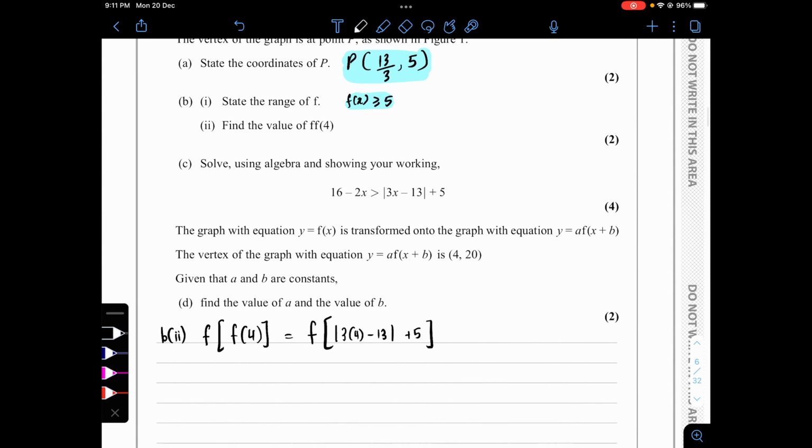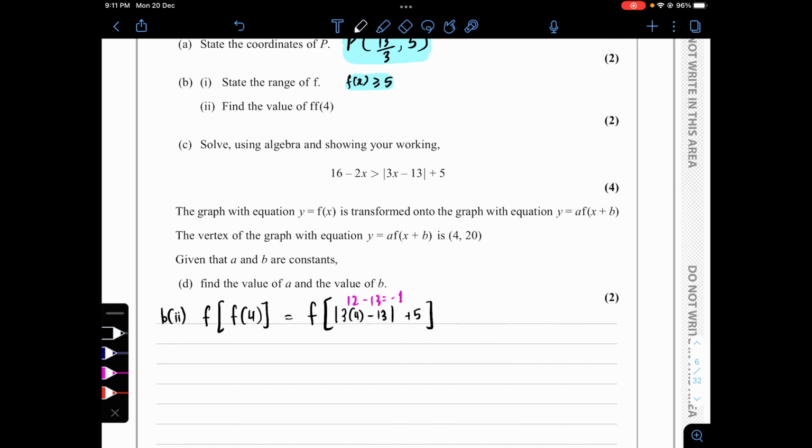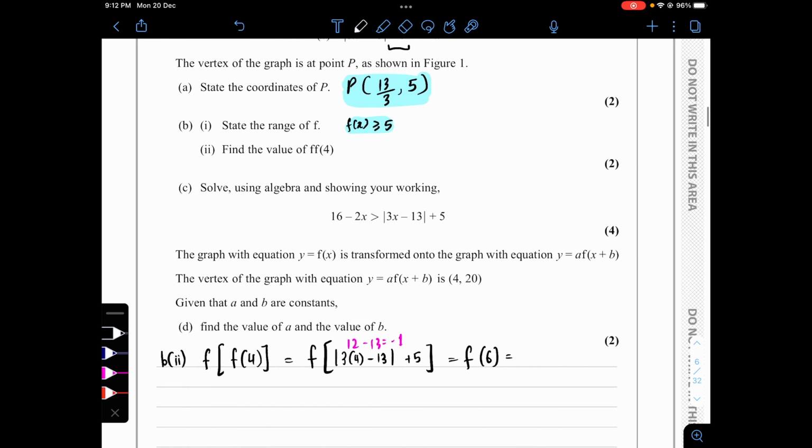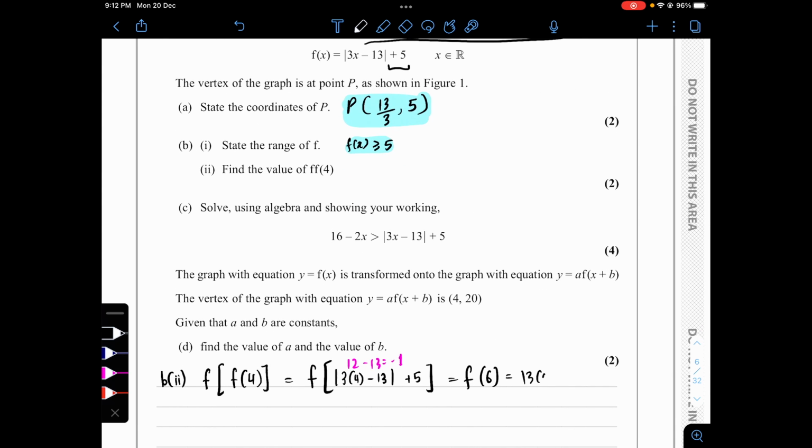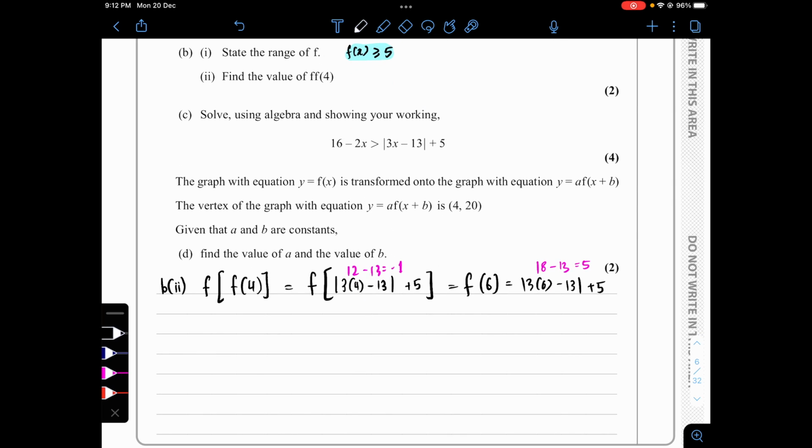Okay, so what's this? So this is 12, right? 12 minus 13, which is equal to negative 1. The absolute of that will be 1. So we're left with 1 plus 5, which is 6. And that's pretty simple. All we have to do is substitute. So that will be 3 times 6 minus 13, which is 18 minus 13, which is 5. And then 5 plus 5 is 10. So f of 4 is equivalent to 10. That is our final answer for this. Next we have part C.